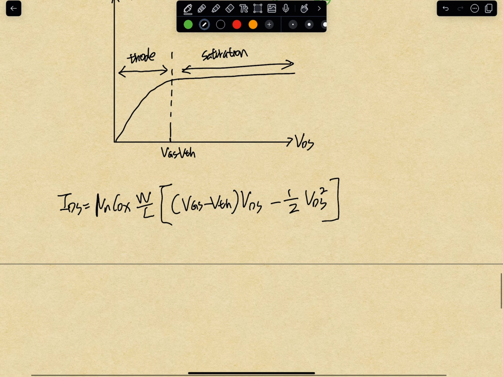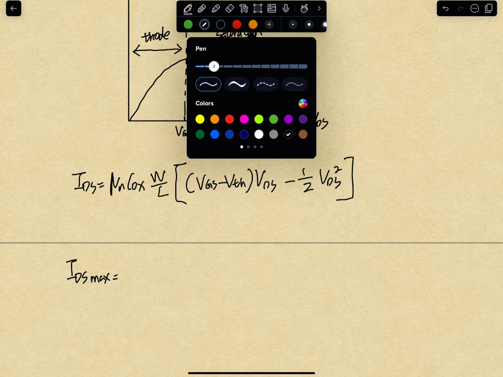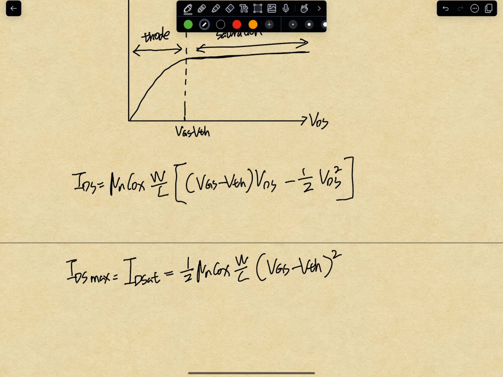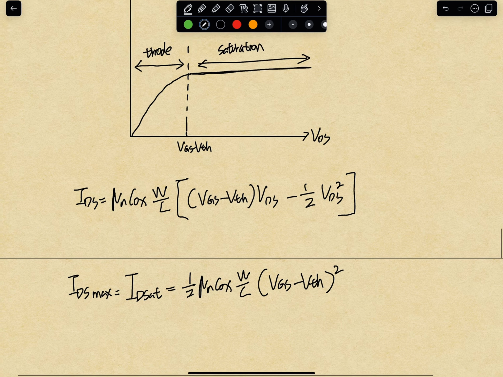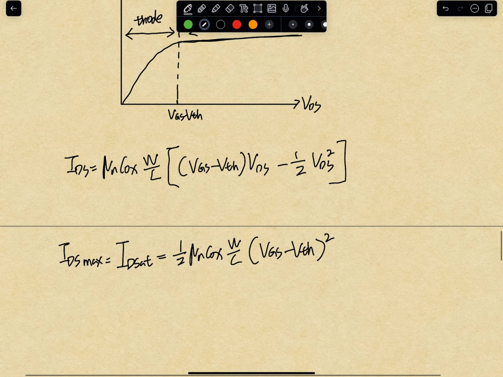The most important equation is actually IDS max. The maximum current is in the saturation region, so we call it the saturation current, ID saturation. It equals 1/2 mu n Cox W over L times VGS minus VTH squared. This one is very important, so remember it for interviews. It's a very important equation to calculate IDS. Mu n is just a constant, and Cox is the capacitance per unit area.